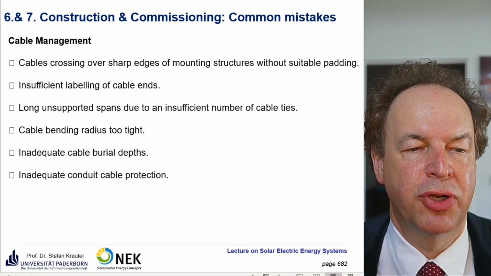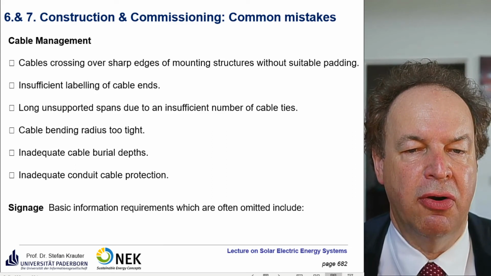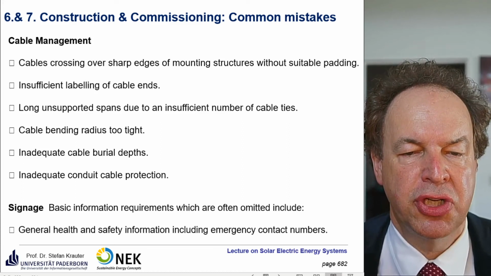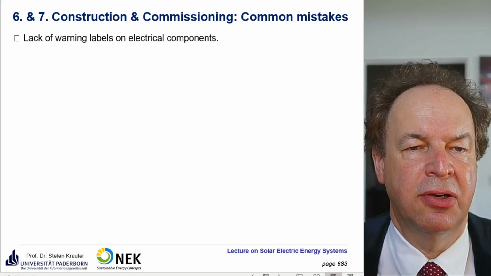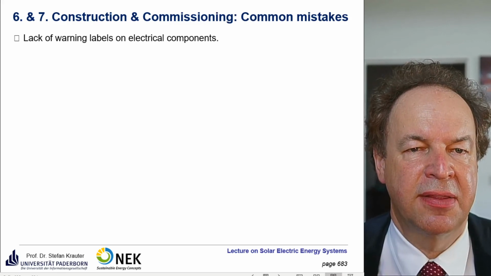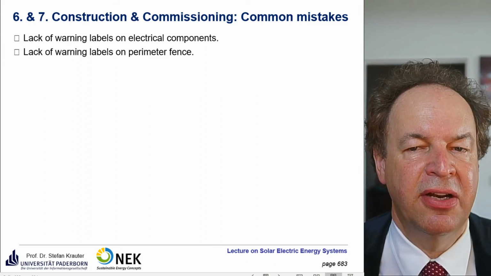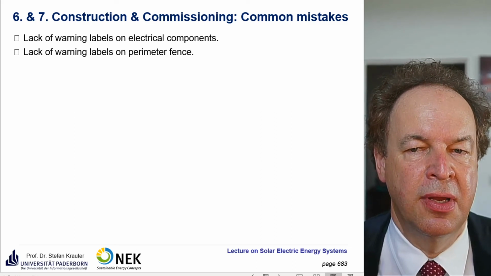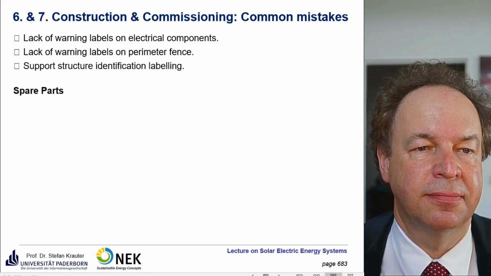inadequate conduit cable protection. Signage: basic information requirements which are often omitted include general health and safety requirements, including emergency contact numbers, lack of warning labels on electrical components. So if there's high voltage, you have to make that clear by labels. Lack of warning label on perimeter fence. So you have to make clear that nobody can enter, or if you have an electrical fence, you have to advise that. Support structure identification and labeling.